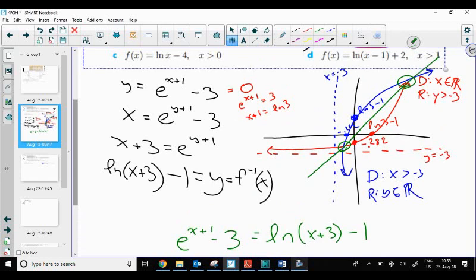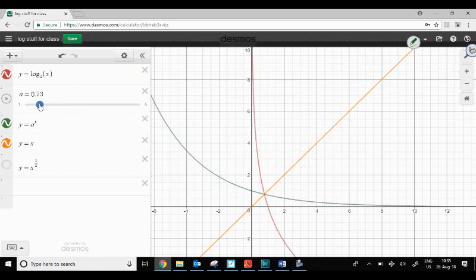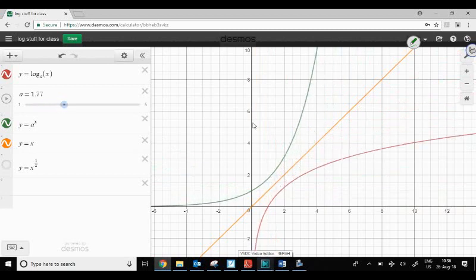So that can be a way to help you with some easier ones to work out where the graphs might intersect, if they intersect at all. And of course, sometimes they're going to intersect twice. Sometimes they're going to intersect only once. Sometimes they might not intersect at all. We'll look at this one together in class, I think.